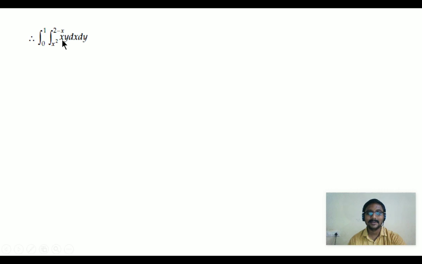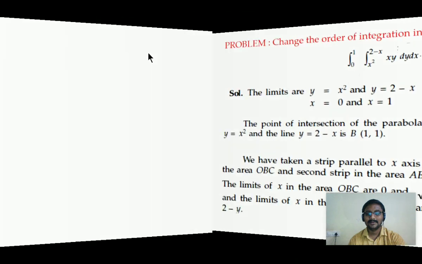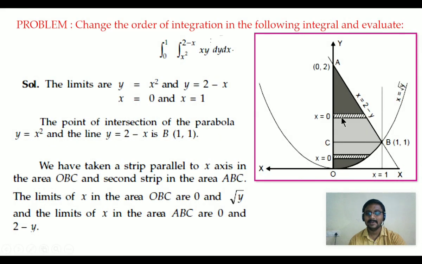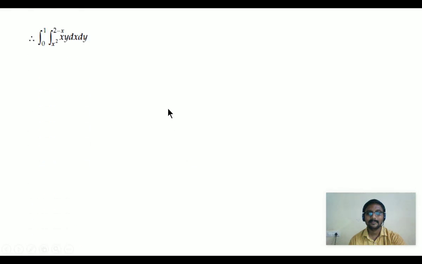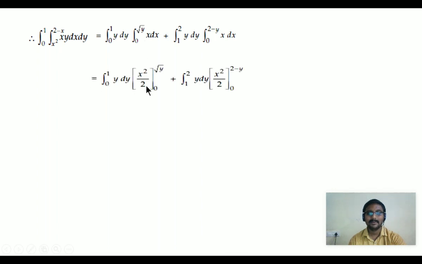Now, using the new limits, the given sum becomes the new sum. By changing the order of integration, that is dx dy, the double integral is split with respect to the OBC region and the ABC region. The double integration of the given sum is split using the new limits. Now applying integration with respect to x and then y, the problem is easily evaluated.